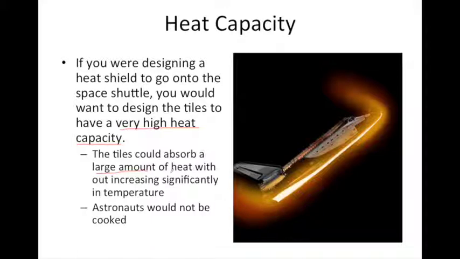So substances with high heat capacities can absorb a lot of heat before their temperature increases. Objects with low heat capacities can only absorb small amounts of heat. So very efficient heat capacities will prevent the astronauts from getting cooked essentially upon reentry.